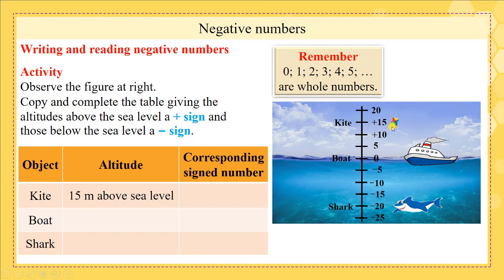The kite is 15 meters above sea level, so it is at plus 15. The boat is at sea level, so it is at 0. The shark is 20 meters below sea level, so it is at minus 20.